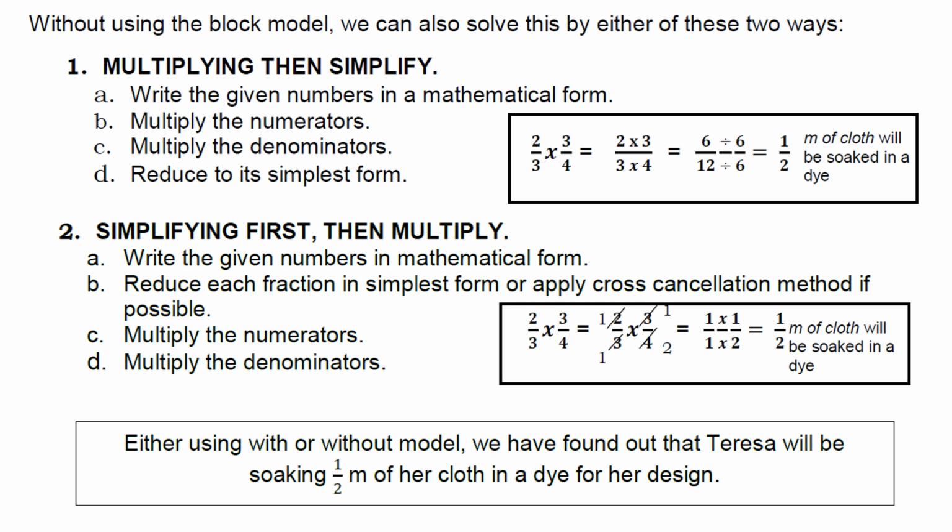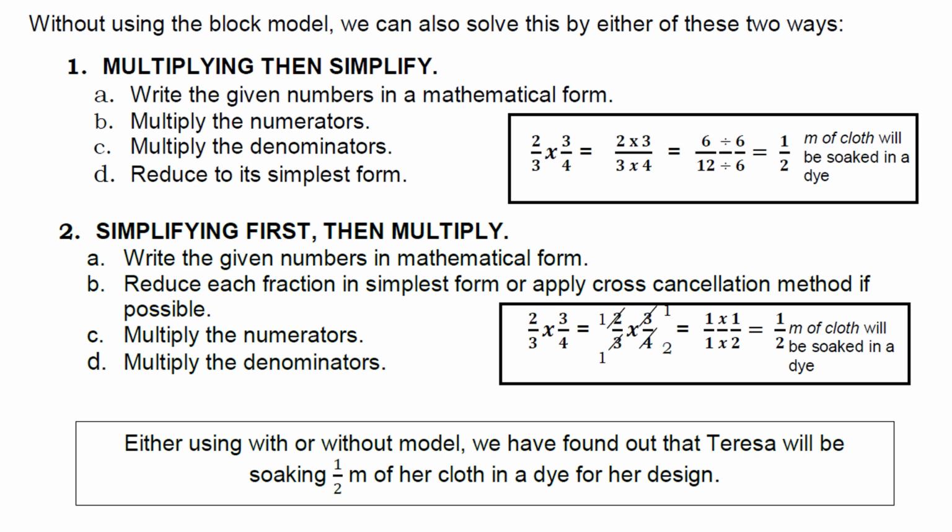Pangalawa, paano kung uunahin natin ang pag-simplify bago si pag-multiply? A. Write the given numbers in mathematical form. B. Reduce each fraction in simplest form or apply cross-cancellation method if possible. C. Multiply the numerators. And D. Multiply the denominators. So, ito na. Letter A. 2/3 times 3/4. So, na-write na natin into mathematical form.